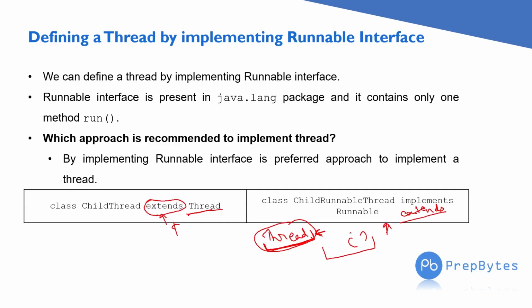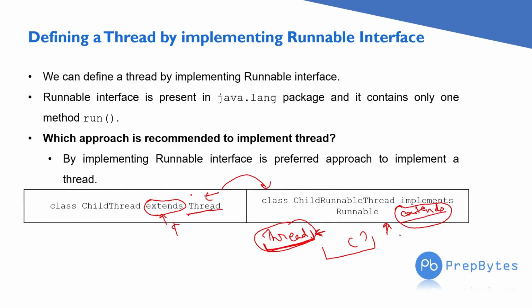Which approach is recommended? The runnable interface approach is recommended. Why is it recommended? The reason being, when we extend the thread class, we cannot extend any other class, so inheritance benefits are missing. But in the runnable case, we can extend another class as well, and all the functionalities that were present in the extends thread way are also present in the implements runnable way. On top of that, we have an additional advantage: we can benefit from inheritance. So this is the reason.